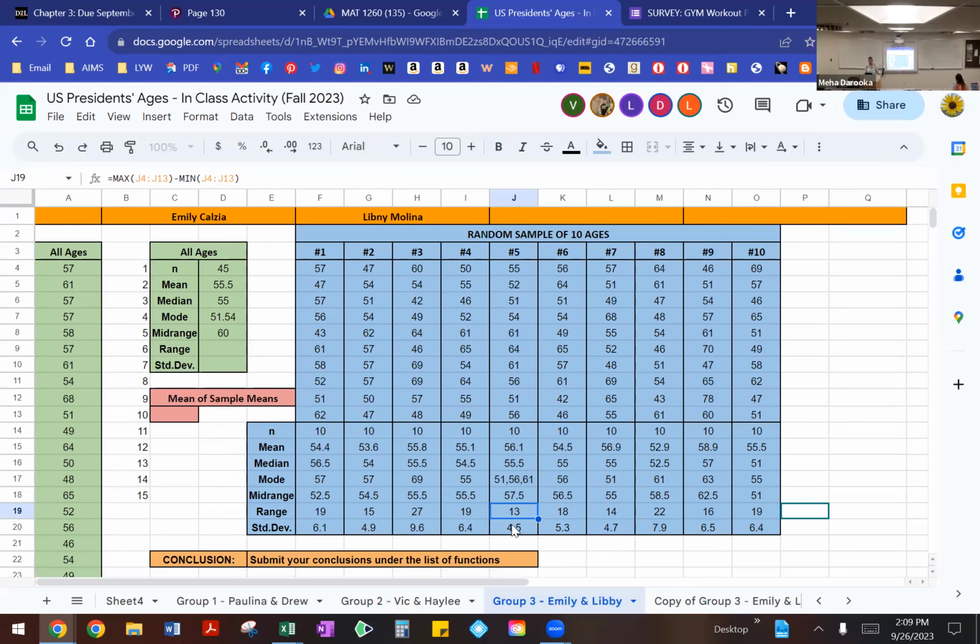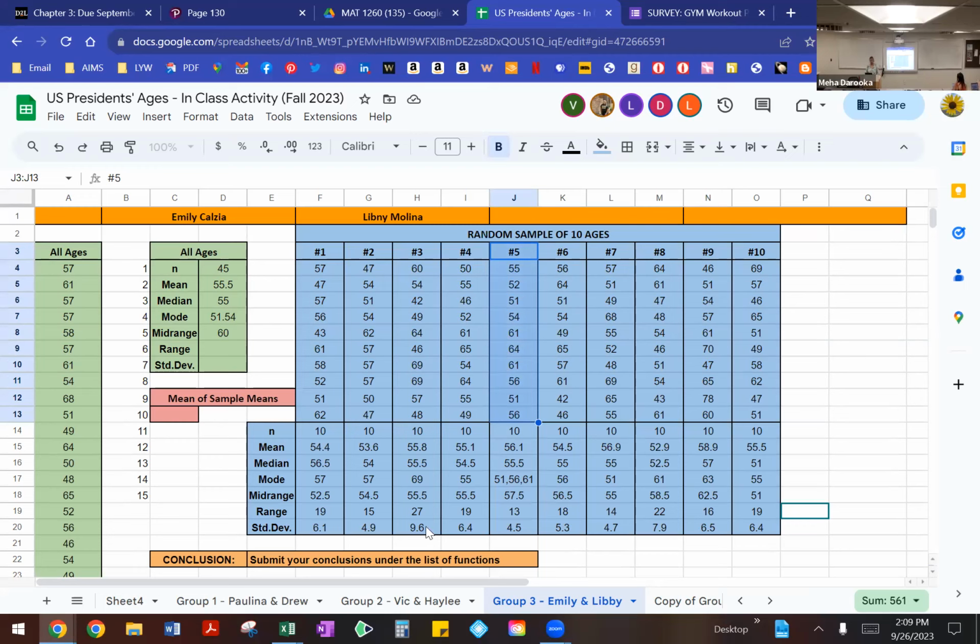What's your smallest? 4.5? Which does correspond with your smallest range also. So this would be your data set number 5. So you are looking at the smallest number is 51. I think I already said that, and the largest as 64. So again, we're saying the same thing. On an average, your data is spread out by 4.5 units away from the mean. And in this case, your mean was 56.1.